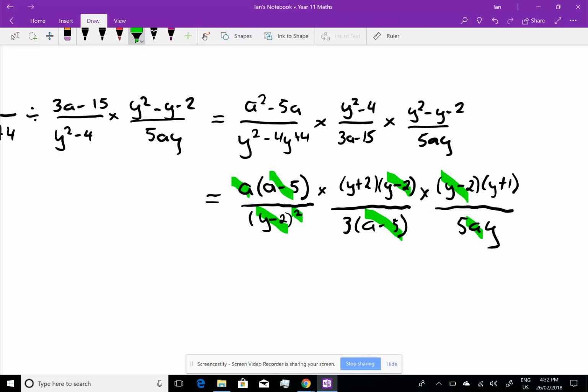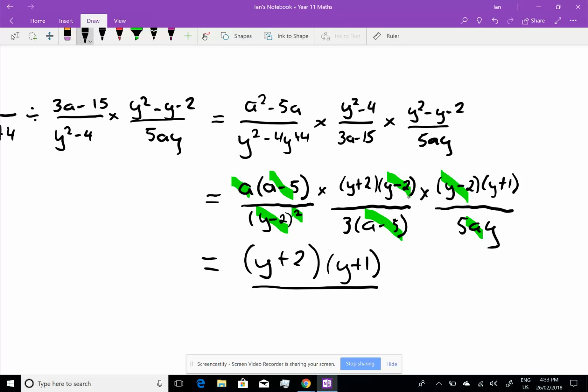I'll just put my battery in. And that will give us, what do we got on the top? We've got a y plus 2, and we've got a y plus 1. And on the bottom, I've got 3 times 5 and a y.